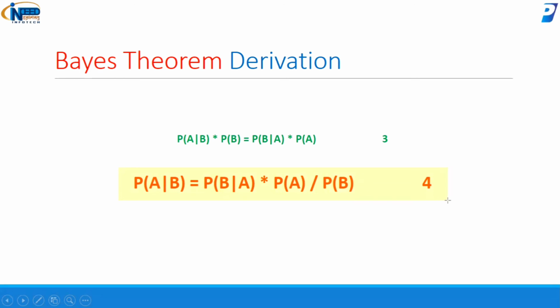Based upon this Bayes theorem, in machine learning, we have a classifier which is known as the naive Bayes classifier. So in the upcoming video, we will also see the naive Bayes classifier.